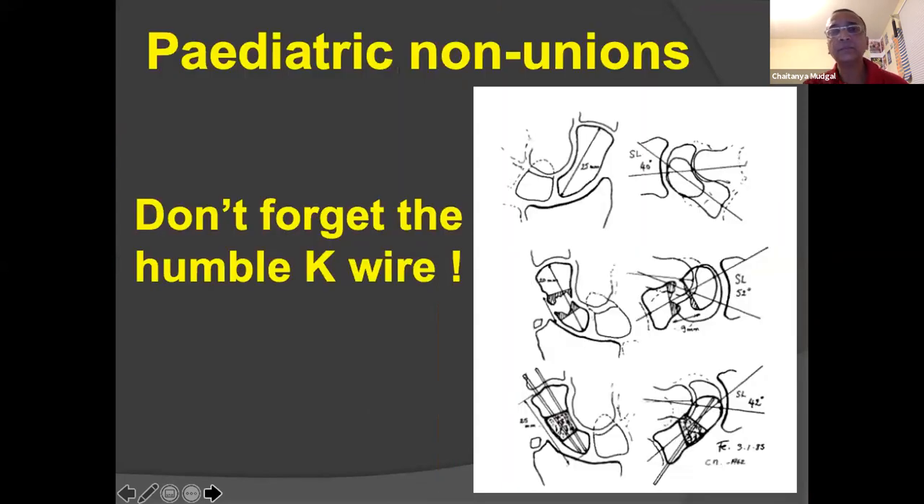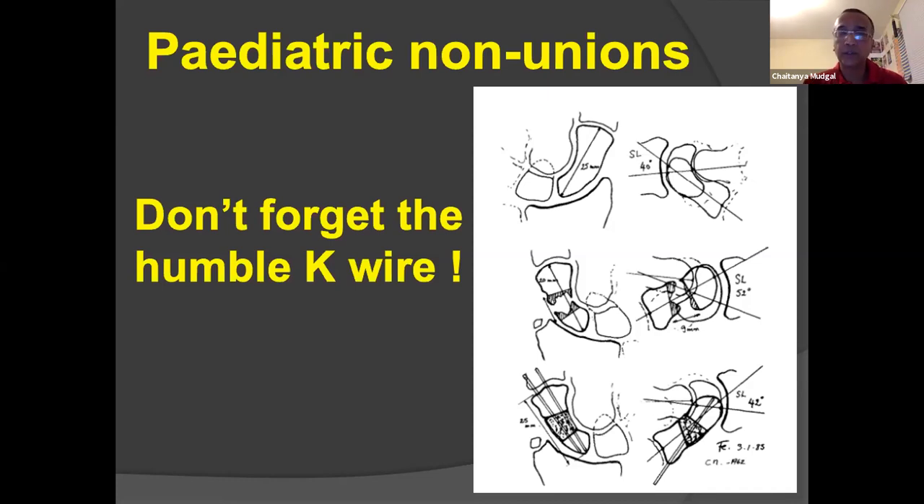They give you a predictable outcome following these guidelines. Well, what about pediatric non-unions? You cannot forget the humble K-wire. Why do I say that? Well, these pictures are from Dr. Fernandez's original paper from 1984, and you're going to see here at the bottom that he had fixed his non-unions with K-wires. So do not get caught up in the misconception that unless you have a screw, your repair is going to be inadequate. It's not about the hardware.